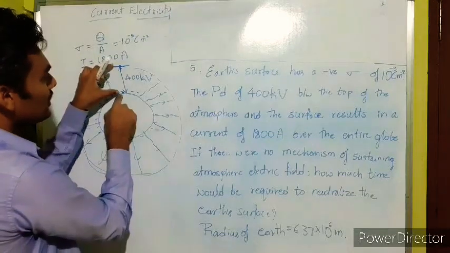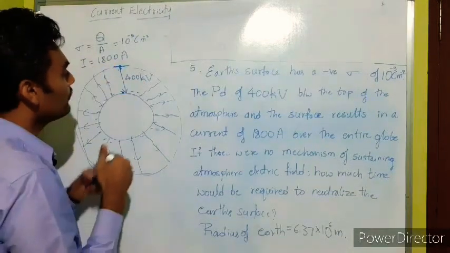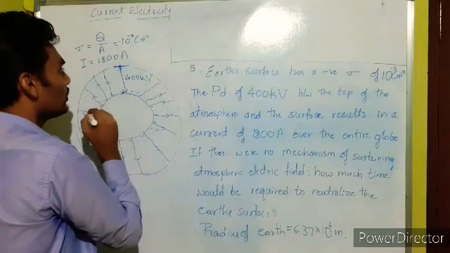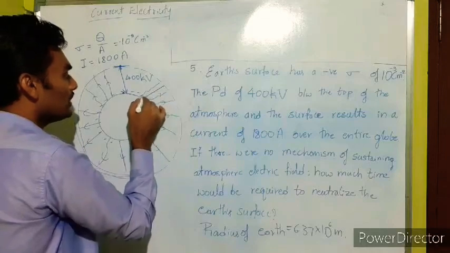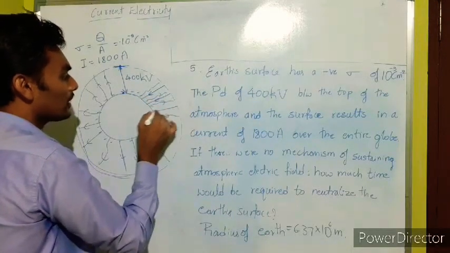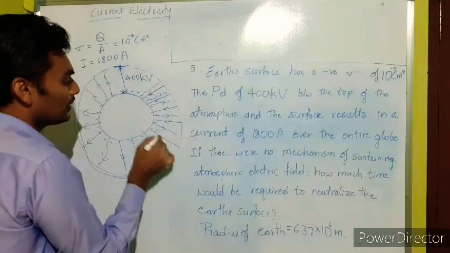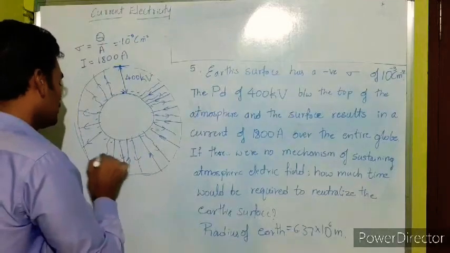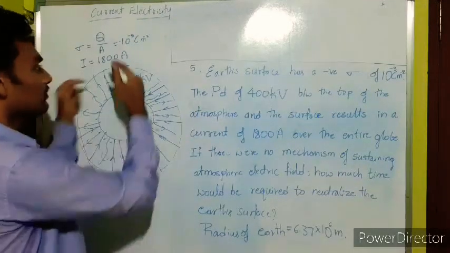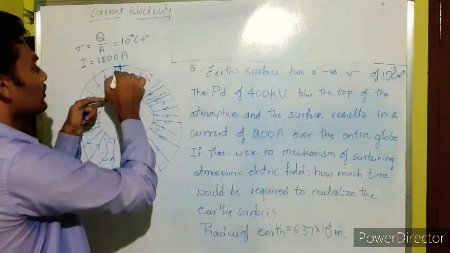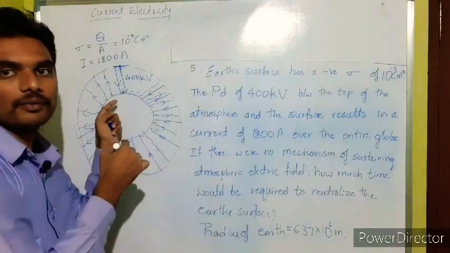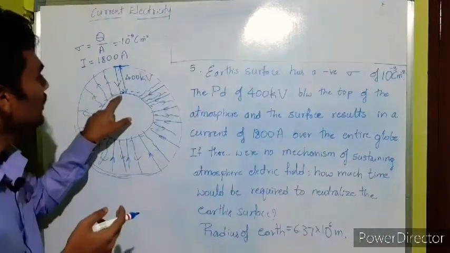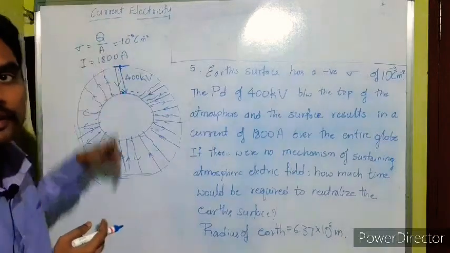So the potential difference given is 400 kilovolt, which means that here is a point with higher potential, here is a point with lower potential. So there should be a continuous electric field set from the top of the atmosphere towards the surface of the earth, right? Higher potential to lower potential. So the electric field should be set like this. Remember that E is equal to minus dV by dx, or you can keep it simple. Here is negative charge, so the electric field line should be directed towards that.